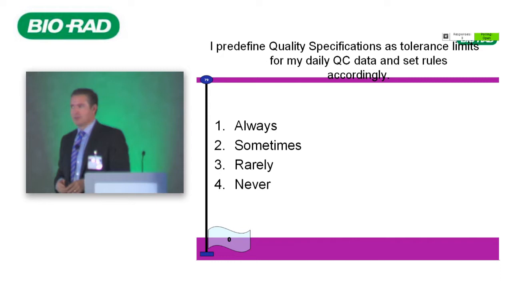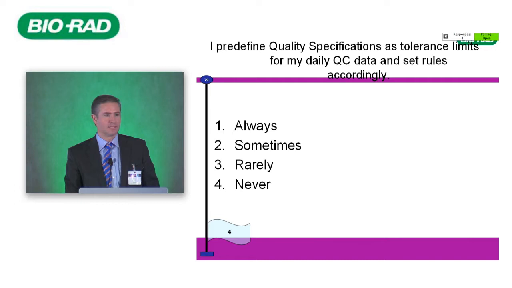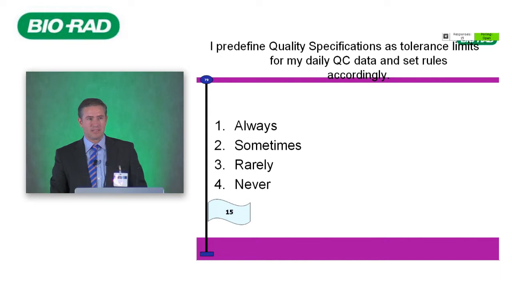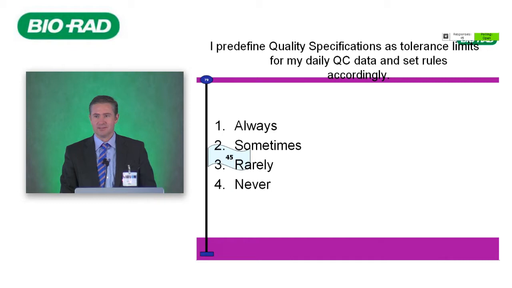Okay, so I predefined quality specifications as tolerance limits for my daily QC data and set rules accordingly. Just pick which best fits for you. We know that we may have, in this subject and some of these questions, some language differences. We struggled with this over the last couple days to get this exactly right, and we'll see.